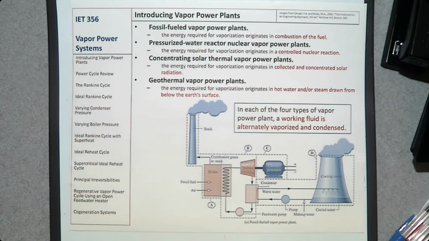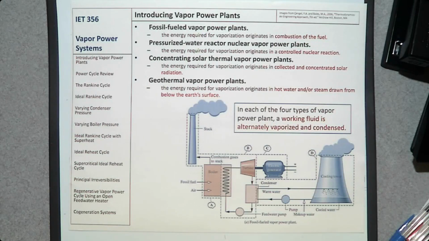There are several different types of vapor power plants, depending on how we produce heat. And we are not going to study how we produce the heat. We are going to study how we produce turbine power using that heat. But we would like to know what types of power plants there are first, right? That's for our common sense. Okay. So there are 4 types of vapor power plants.